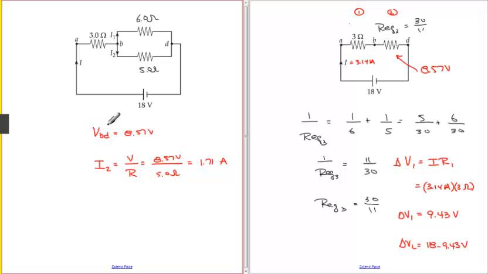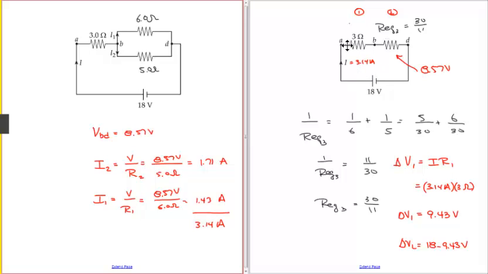Now, in this case, we don't ask for it right now, but I1 could be calculated two ways. Let's call this R2 and this R1. You take 8.57 volts divided by 6 ohms. 8.57 divided by 6 is going to be 1.43. If we add those two together, we get 3.14 amps, which is the same as we have here.